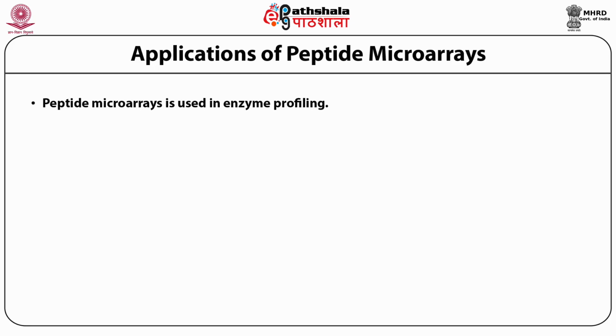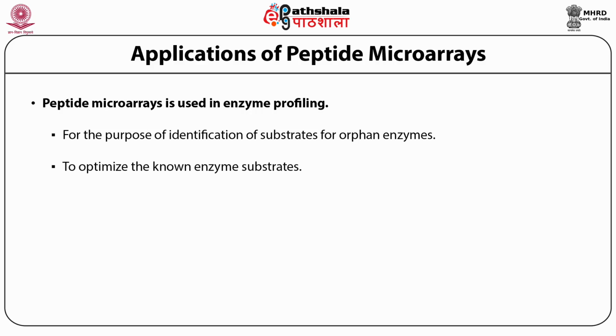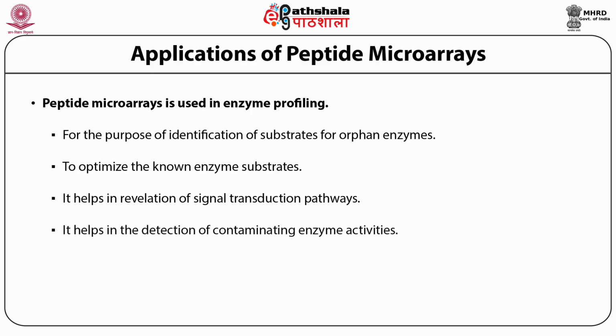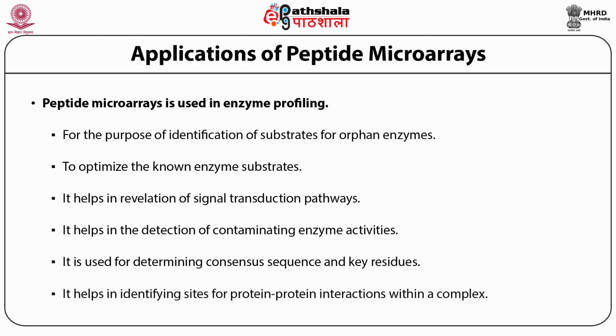Peptide microarray is used in enzyme profiling for the purpose of identification of substrates for orphan enzymes and to optimize known enzyme substrates. It helps in revelation of signal transduction pathways. It helps in the detection of contaminating enzyme activities. It is used for determining consensus sequence and key residues. It helps in identifying sites for protein-protein interaction within a complex.